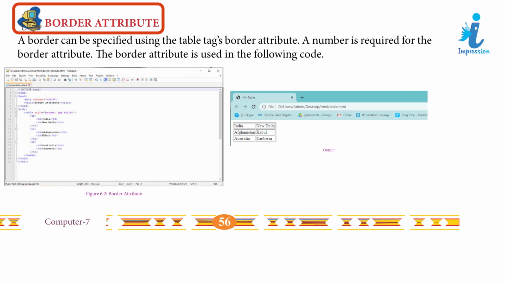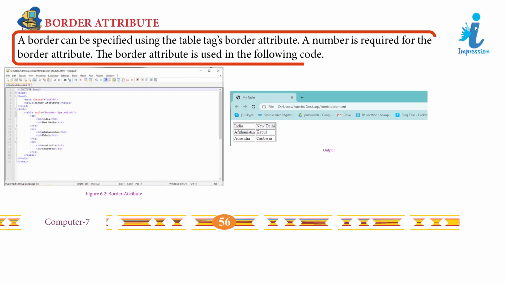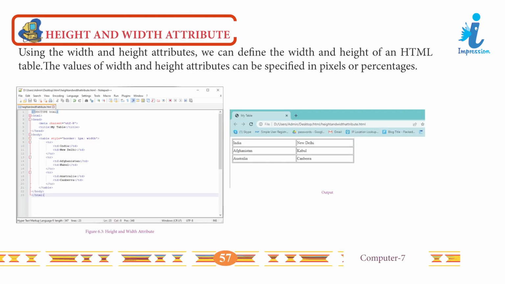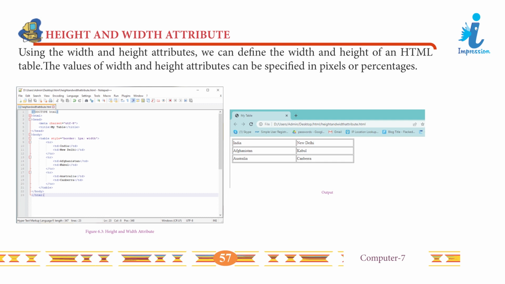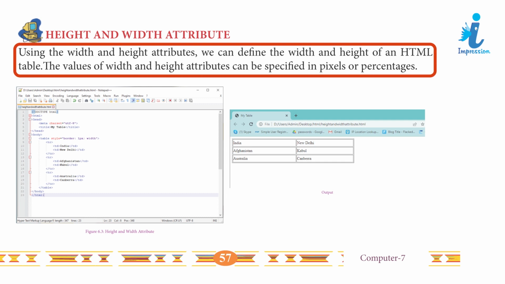Border attribute. A border can be specified using the table tag border attribute. A number is required for the border attribute. The border attribute is used in the following code. Height and width attribute. Using the width and height attributes, we can define the width and height of an HTML table. The values of width and height attributes can be specified in pixels or percentages.